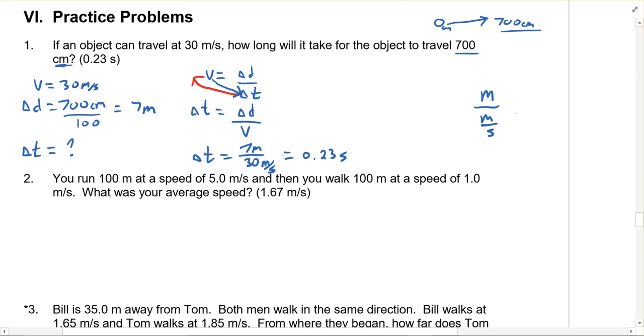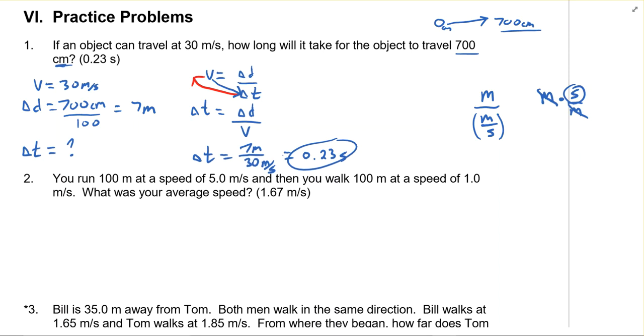So you might remember this, you might not. I'm dividing by m over s on the bottom, right? Dividing by something is the same as multiplying by the reciprocal, by flipping the bottom upside down. So that's the same thing as saying meters times seconds over meters, right? So if you do that, you end up with meters over meters, and we got seconds as our units. Okay, so our answer is that.